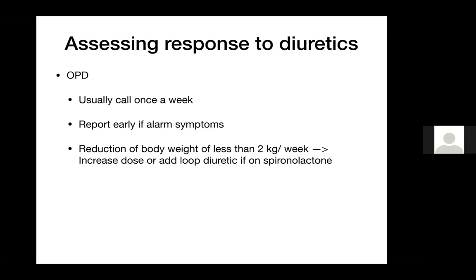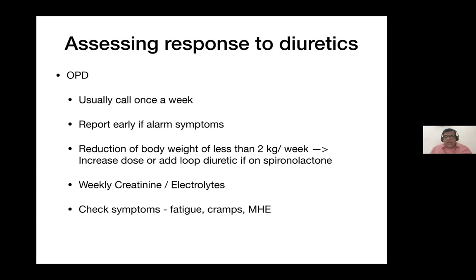Reduction of body weight of less than 2 kg per week would lead to an increase in the dose or adding a loop diuretic if the patient is only on spironolactone. Once a week, we do creatinine and electrolytes for these patients. And every follow-up, we look for symptoms of fatigue, cramps, and hepatic encephalopathy, especially minimal covert hepatic encephalopathy, because that tends to creep in and go unnoticed.